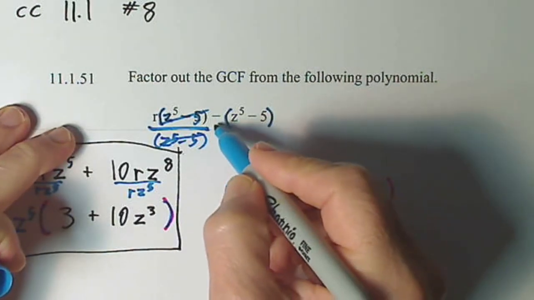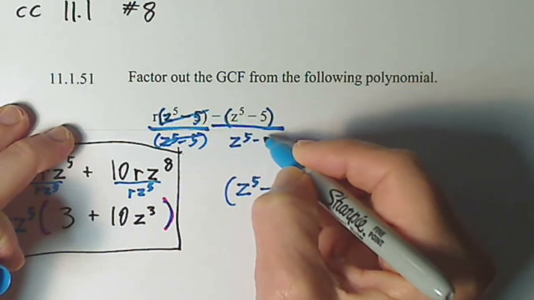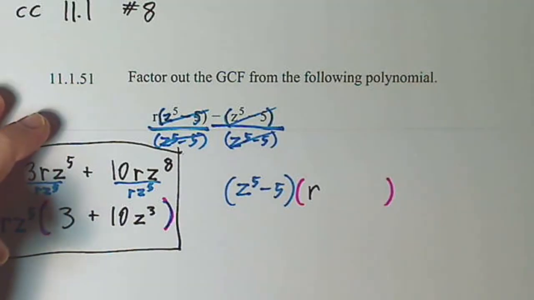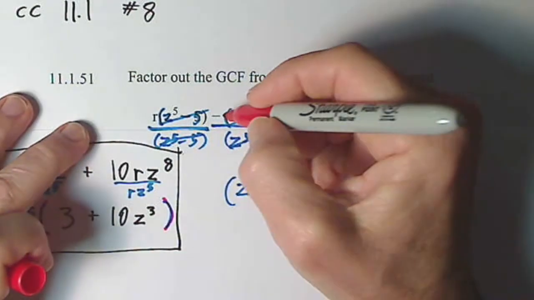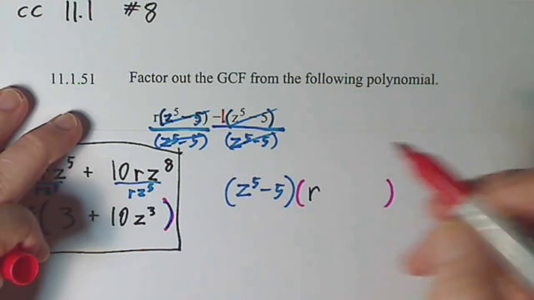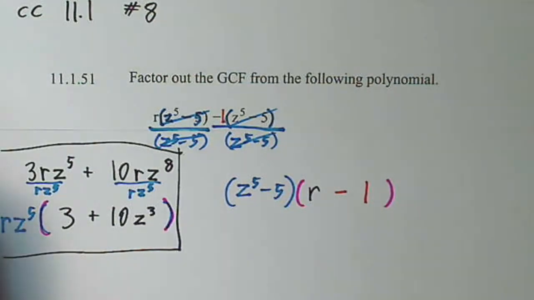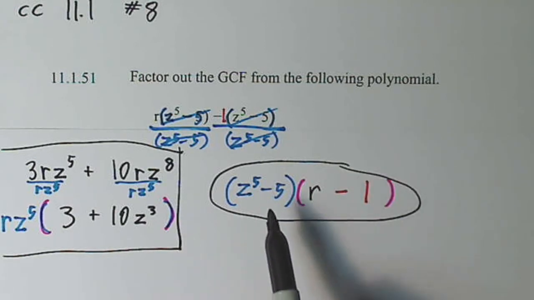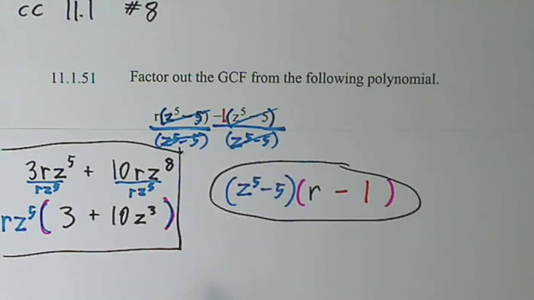This next one, if I divide all of this by z to the 5th minus 5, z to the 5th minus 5 cancels, and it almost looks like there's nothing left here. But you have to be aware, if nothing's written in front of this set of parentheses, there is a 1. Okay? So we're left with a minus 1. This is the answer. We factored out a z to the 5th minus 5 from each term.